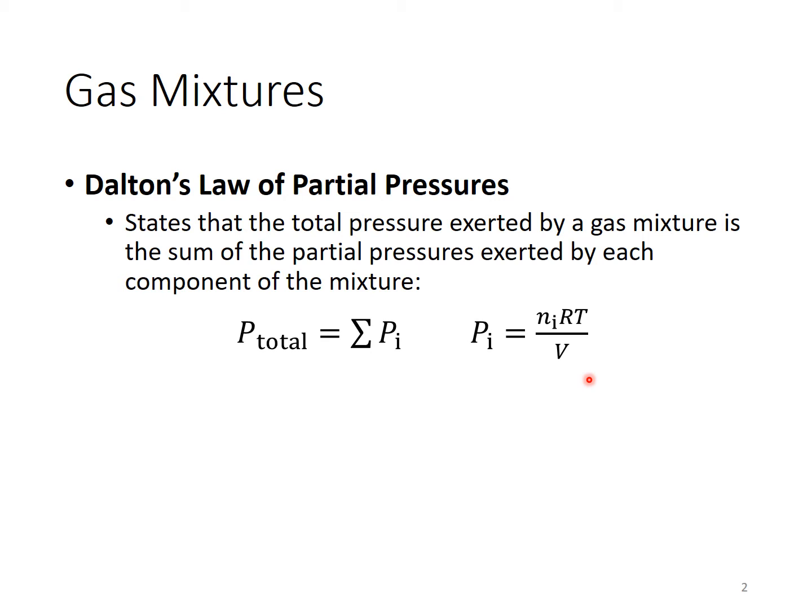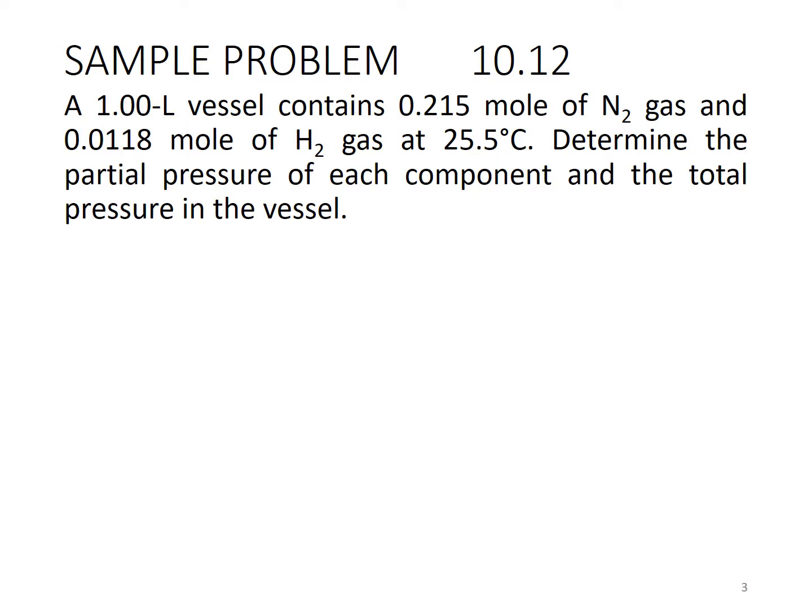So this is what we mean by Dalton's law of partial pressures. A lot of times I think it's easier to figure out what's going on here with some examples. All right, so this is an example like that, where we have a 1 liter vessel. It contains a mixture of gases, both nitrogen gas and hydrogen gas at 25.5 degrees Celsius. There are 0.215 moles of nitrogen gas and a much smaller proportion of hydrogen gas, 0.0118 moles. We're being asked to determine the partial pressure of each component and the total pressure of the vessel.